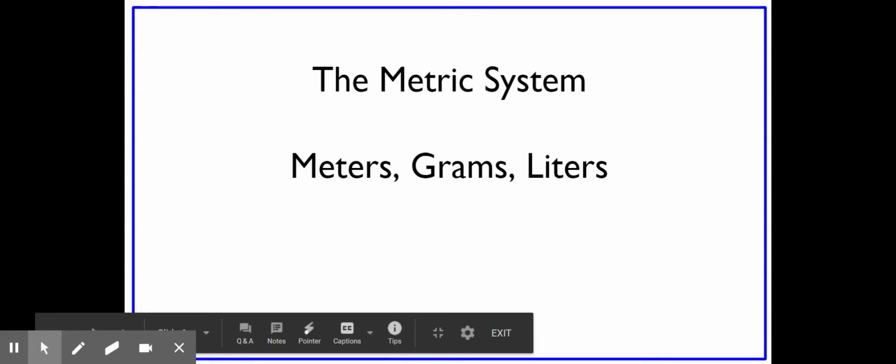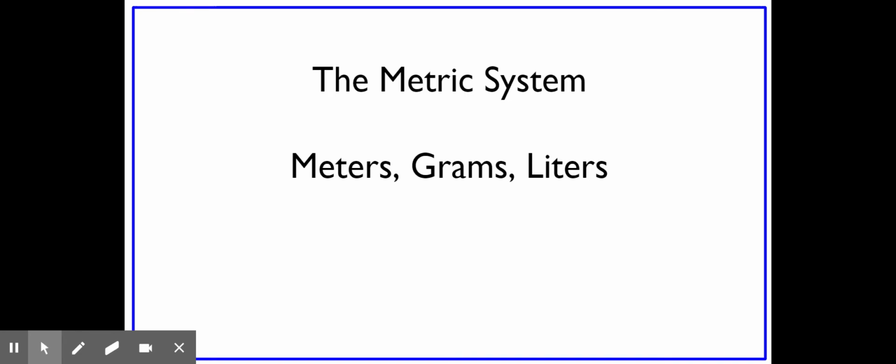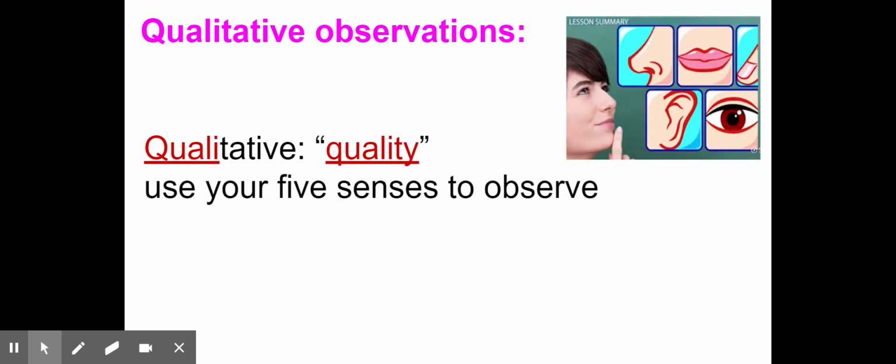Hello, everyone. We are going to go through the metric system today, which we are going to talk about the units, including meters, grams, and liters. So, as we said yesterday, for the first step of the scientific method, we are going to do observations.